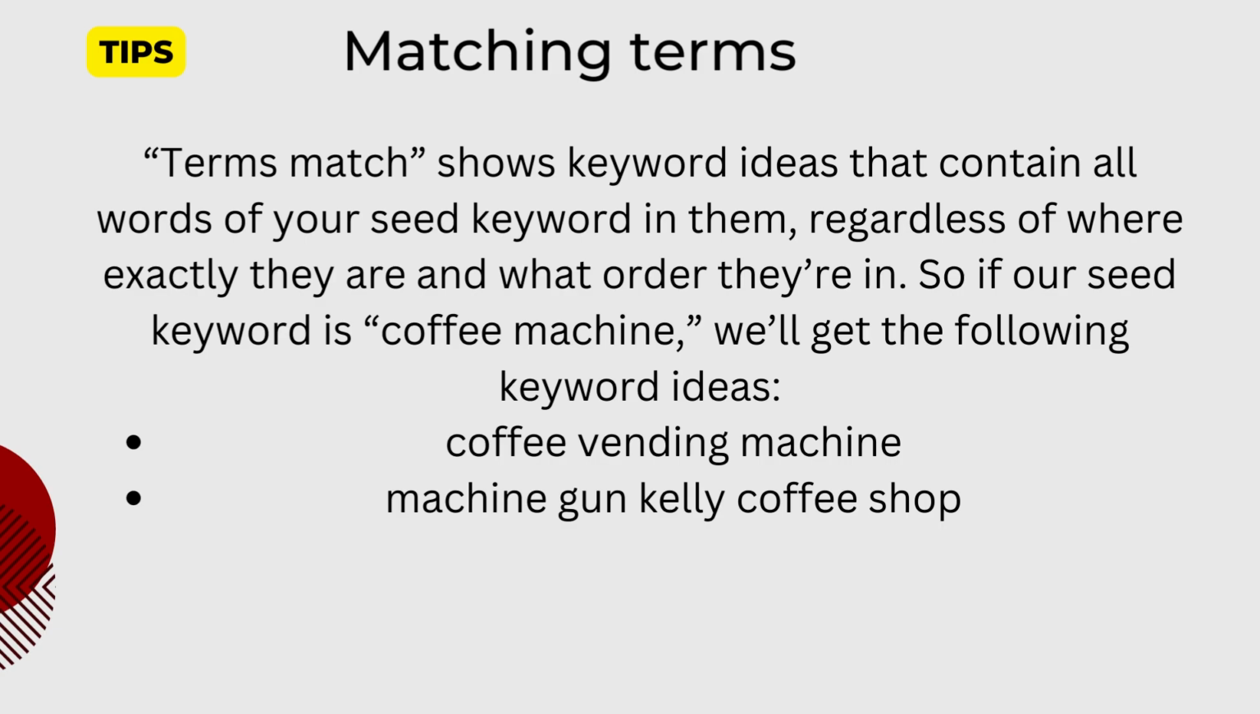Related terms. This report will show keyword ideas that don't necessarily contain your seed keywords in them. It also has two modes, also rank for and also talk about. Also rank for shows you search queries that the top ranking pages for your seed keyword also rank for. Also talk about shows you words and phrases that are frequently mentioned on the top ranking pages for your seed keywords.